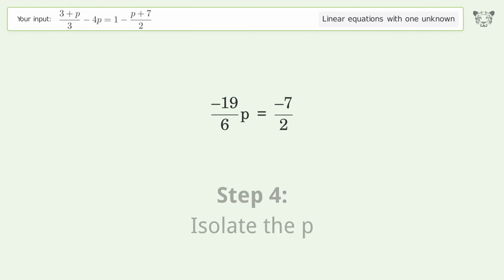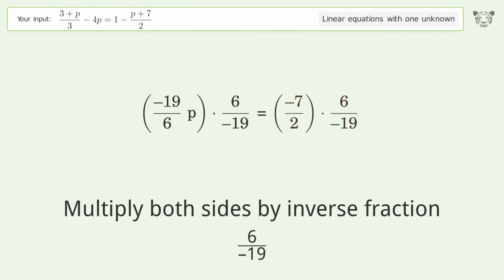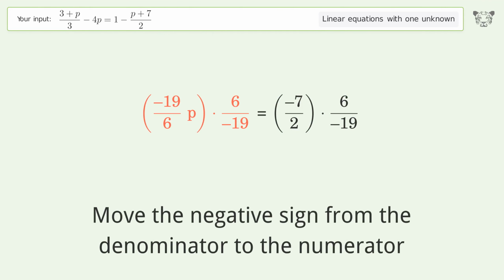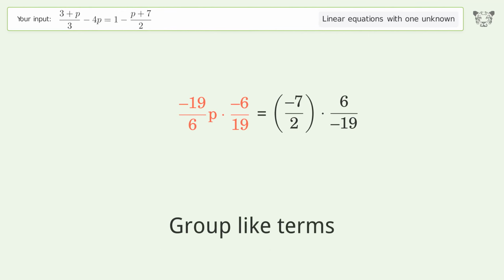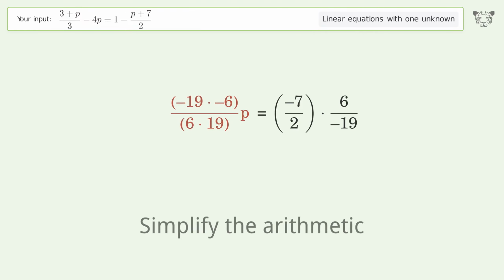Isolate the p. Multiply both sides by inverse fraction 6 over negative 19. Move the negative sign from the denominator to the numerator. Group like terms. Multiply the coefficients. Simplify the arithmetic.